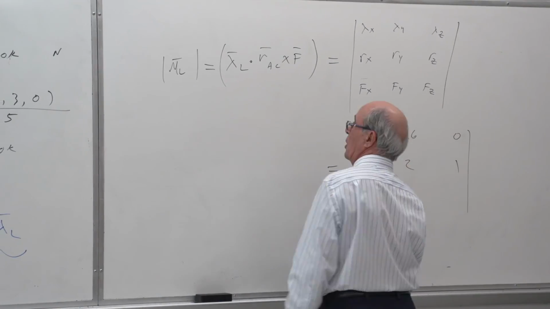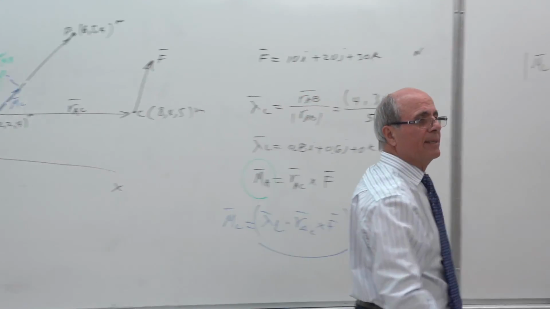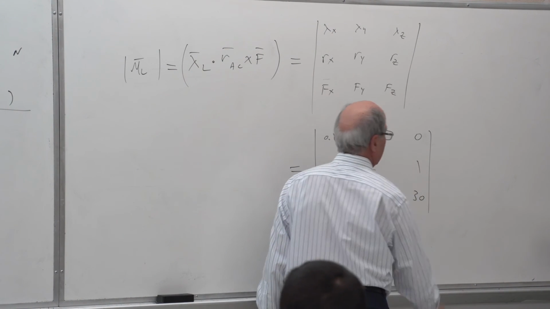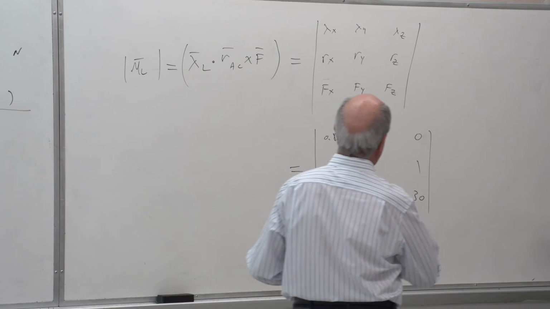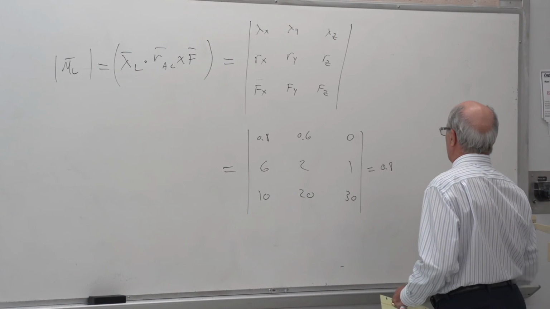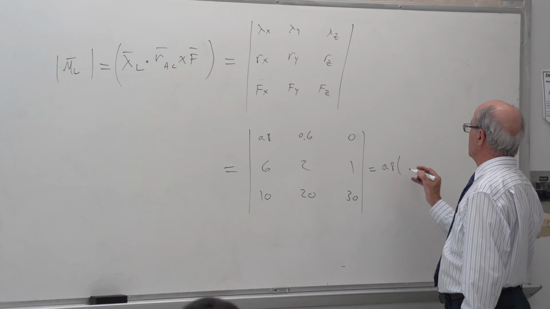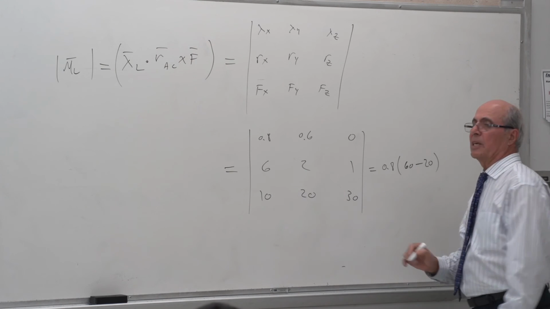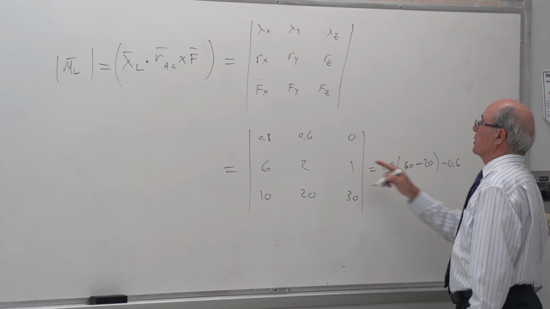And then finally we come to the force itself. What's the force? 10, 20, and 10. This is just an example to show you. And then you expand this, as you see, I do the expansion. This is 0.8 multiplied by, I hope you can see from that point, 2 times 30, which is 60, minus 1 times 20, minus 20. Is that correct or not? Yes?